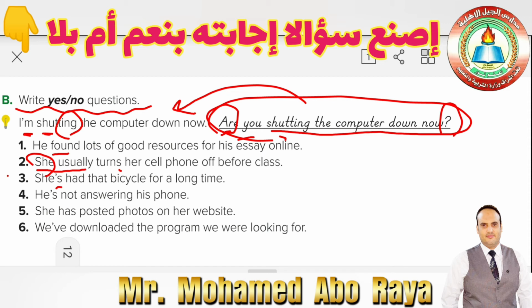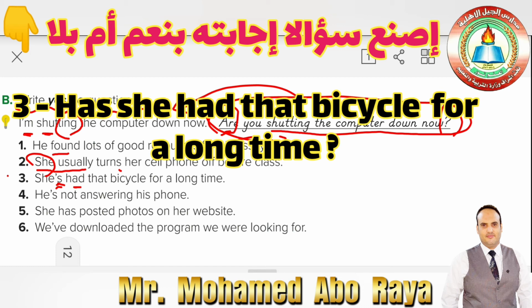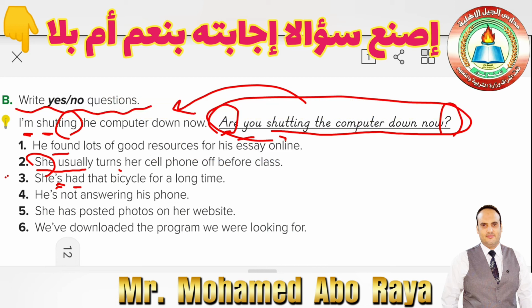Number three, she has had that bicycle for a long time. She's here is an abbreviation for has, followed by the past participle. Past participle. She's had that bicycle for a long time. We form present perfect by beginning our question with has: has she had that bicycle for a long time? Again, has she had that bicycle for a long time, and end your question with a question mark.